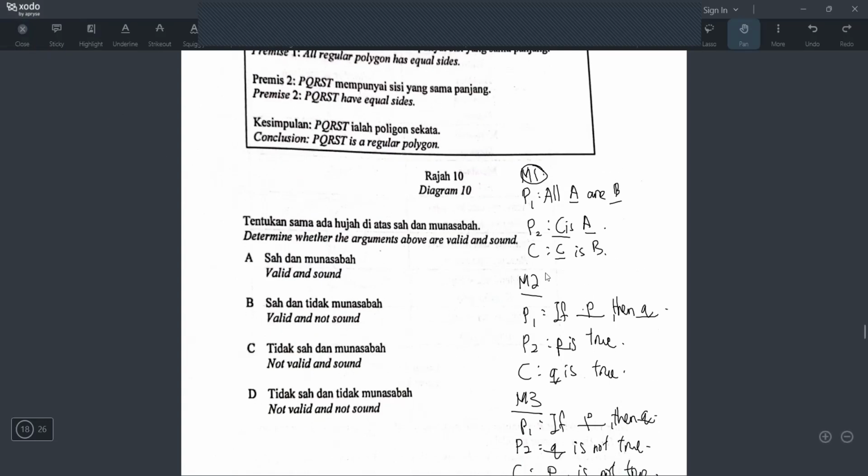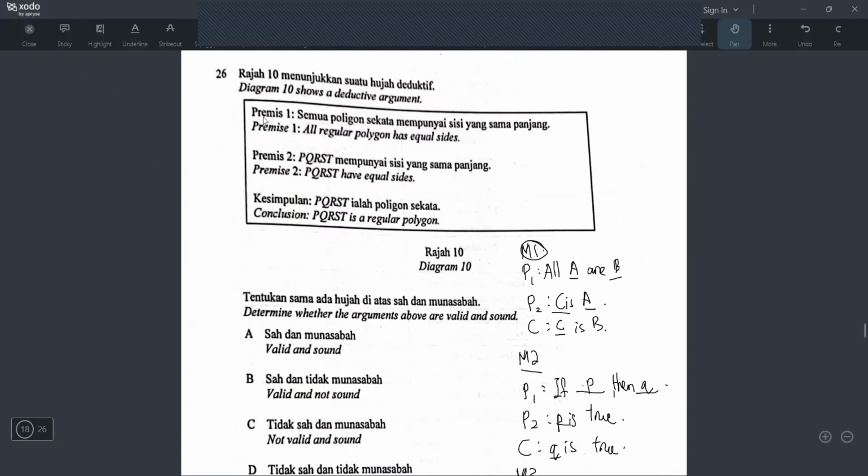If the argument follows one of the valid formats, then we say it's valid. If it doesn't follow, it's not valid. For example, if P then Q, and then premise 2, I give you Q is true, and then conclusion, I say P is true. So valid or not valid? Not valid, because if it doesn't follow any of these, then it's not valid. So if it has to be valid, it has to follow exactly like this.